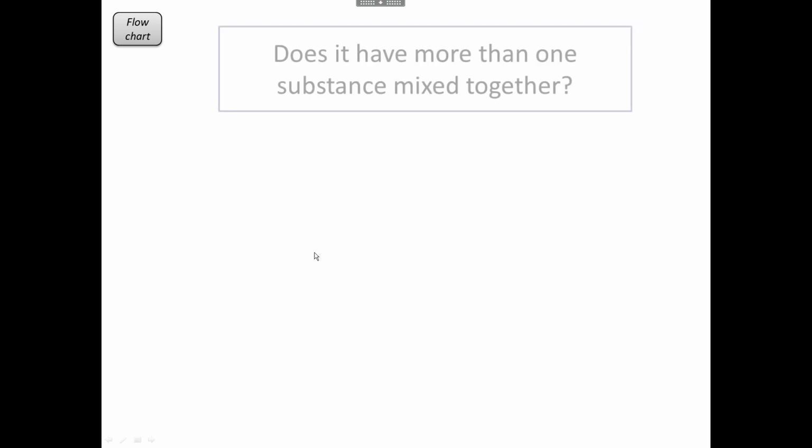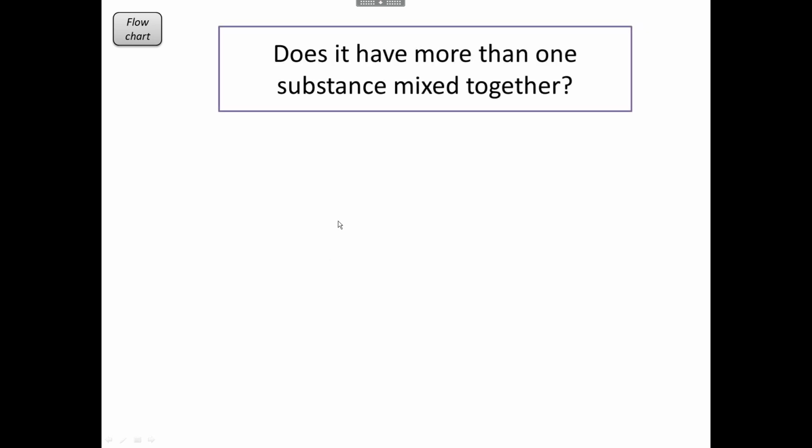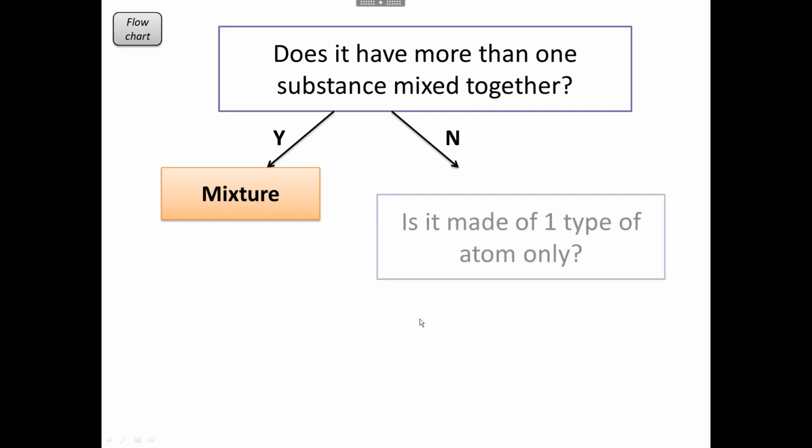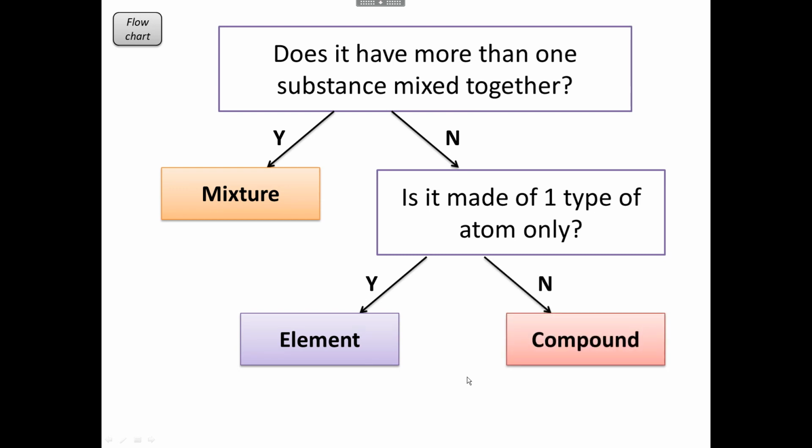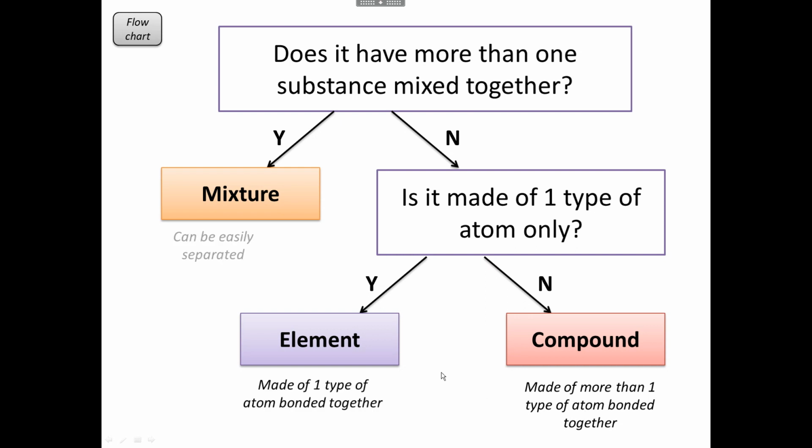Now, one way to classify chemicals, or to classify anything, is to write a flowchart. Here is a quick example. We could ask ourselves the question, does it have more than one substance mixed together? Yes, it must be a mixture. No, let's go the other way. Is it made of just one type of atom only? Yes, it's an element. No, it must be a compound. And a compound is made of more than one type of atom bonded together.